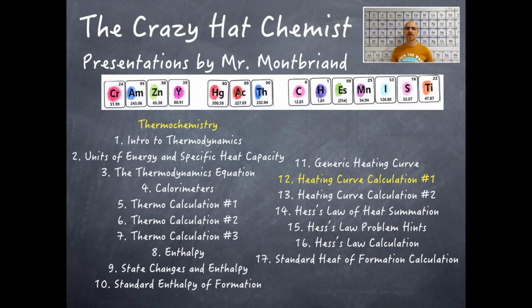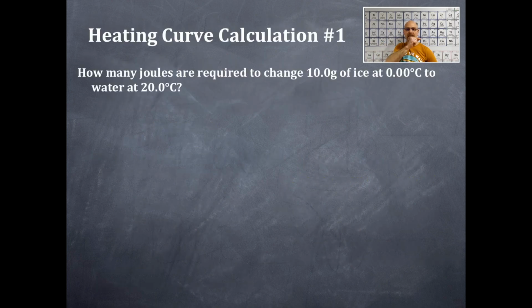So another video here on Thermochemistry. So let's get moving. Today we're talking about heating curve calculation number 1. I've got a number of these calculations to do because you need lots of practice. So I'm going to read the question for you. It says, how many joules are required to change 10 grams of ice at 0 degrees Celsius to water at 20 degrees Celsius? So for every one of these problems, what are we going to do?